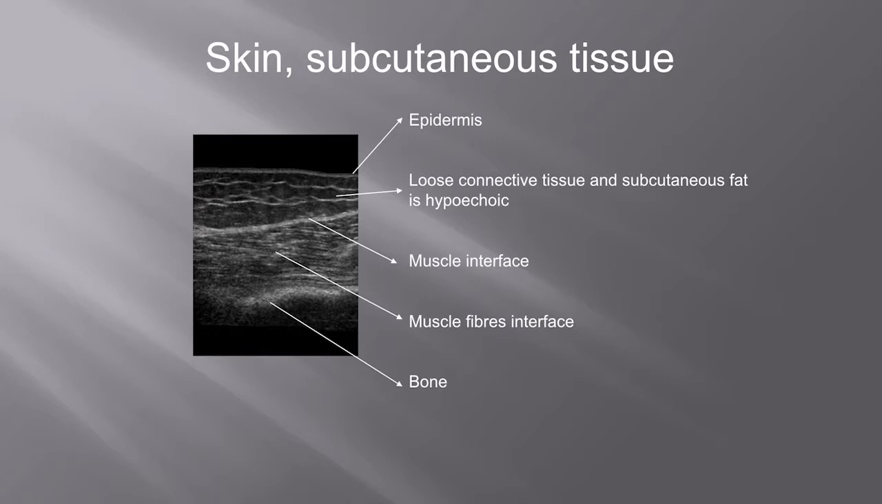And of course, here's your bony interface. And you're not gonna see much after here. Why? Because this is bone. And what happens when the signal hits bone? It's all gonna be reflected back, right? Because the sound wave can't go through the bone. That's why you have nothing but darkness here, okay?